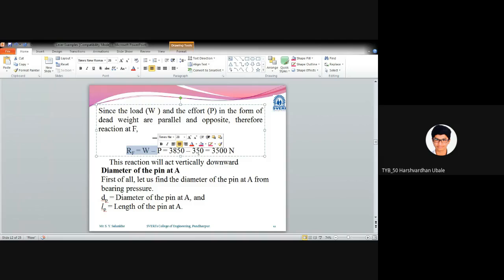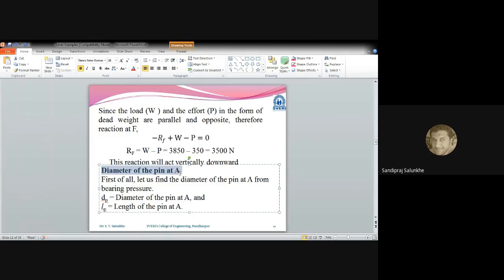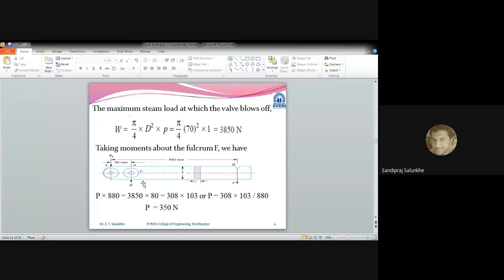Yes, sir. Okay. Now, once you calculate this W as a value equal to 3500 Newton, then we are going to concentrate on calculating the diameter of the pin at point A. Now, see here, this is not the pin where we are going to design this pin at the fulcrum. We are going to design this pin where the spindle of the valve is connected to the lever.